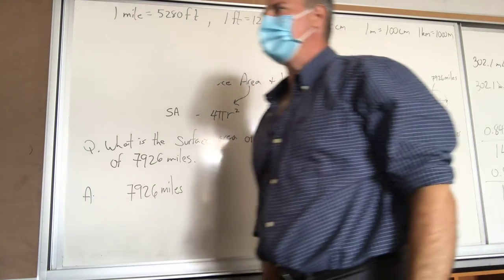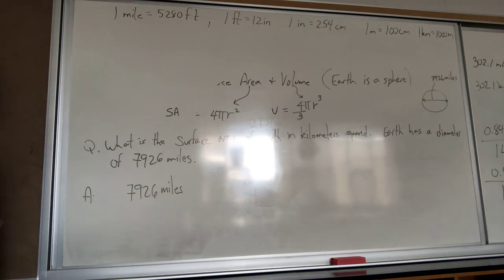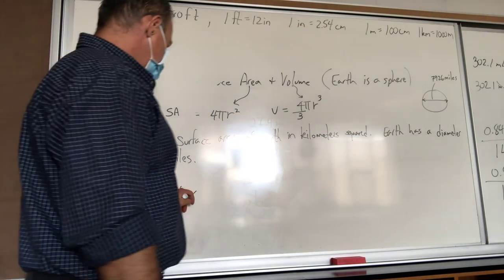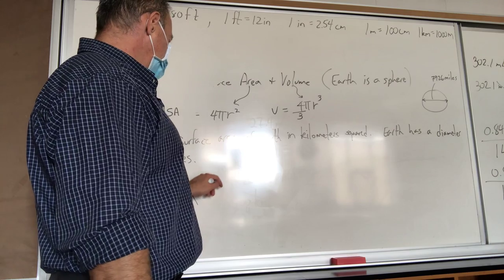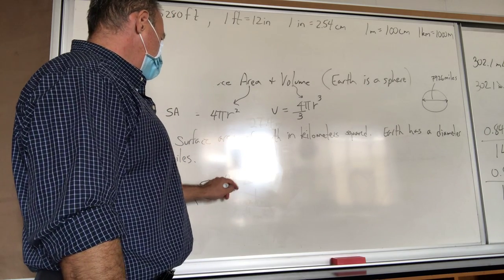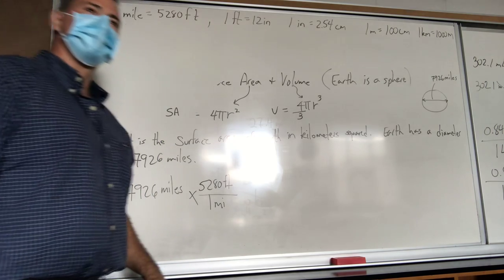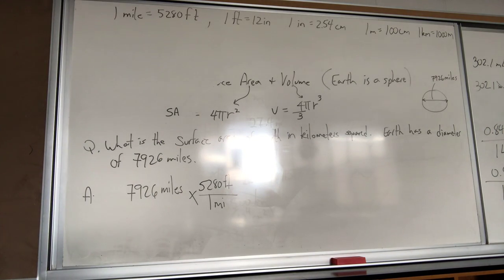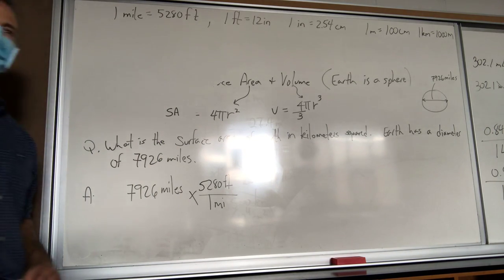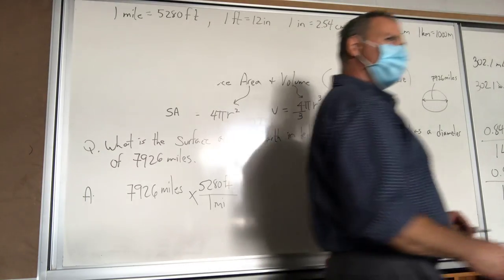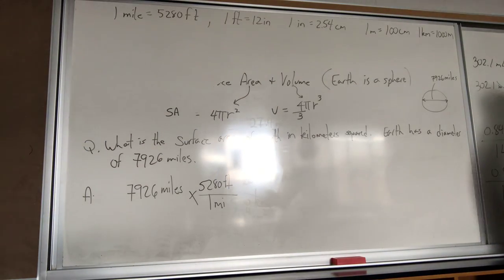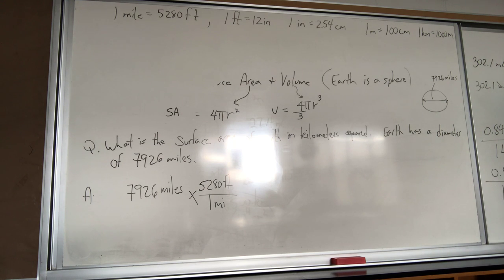So we're starting off at miles. Let's use feet. So 5,280 feet per 1 mile. So does anyone know what the tallest mountain in the world is? It's Mount Everest. Mount Everest is 28,000 feet high. That's about 6 miles. Almost 6 miles, 5 and a bit miles high.